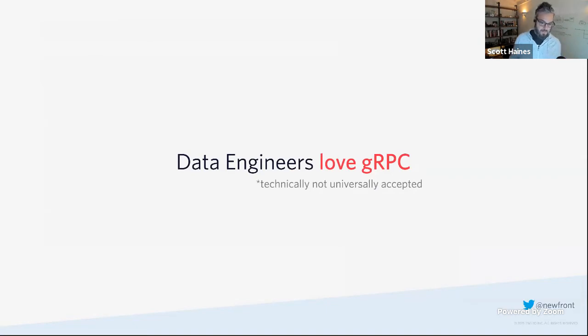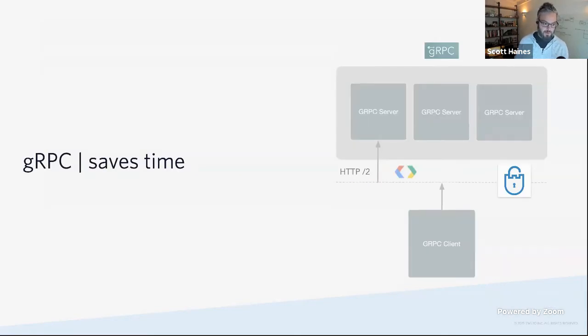So I make this point: the data engineers love gRPC, and I have a note that it's a caveat because it's not technically universally accepted, but I believe it, and other people I work with also believe it. The reason is that gRPC saves you a lot of time, and we're going to look at how in a second. Time is usually saved because you have a pattern that can be repeated and automated, versus having every engineer continue to do the same things over and over again. In this case, time is money, and people like saving money.